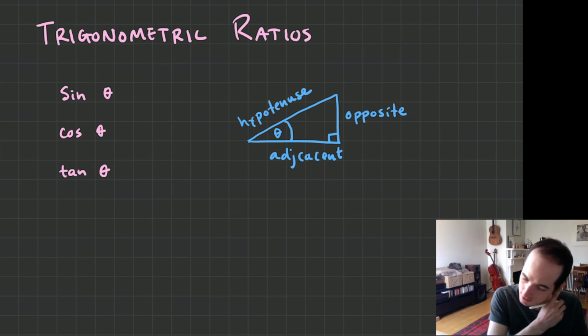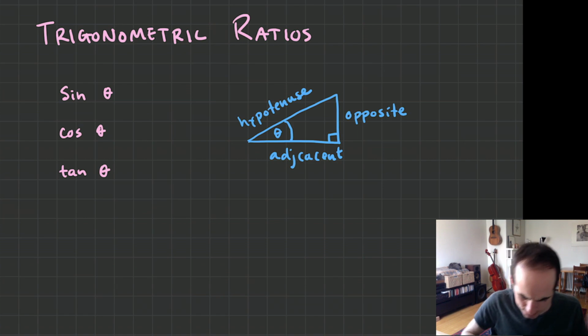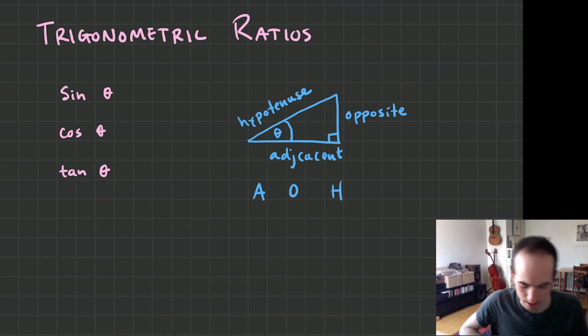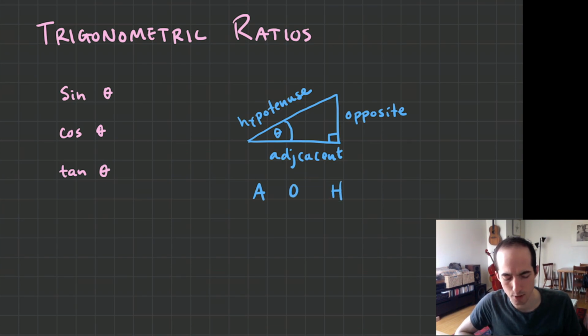Hypotenuse. Okay, so here's our hypotenuse. So I'm going to refer to these sides as A, O, and H: adjacent, opposite, and hypotenuse. And it's likely that you already remember this, but maybe not.